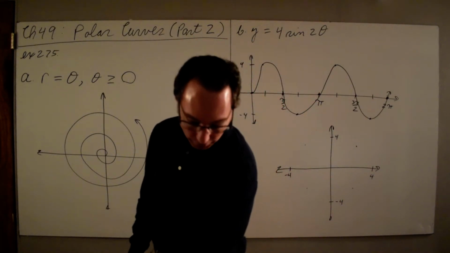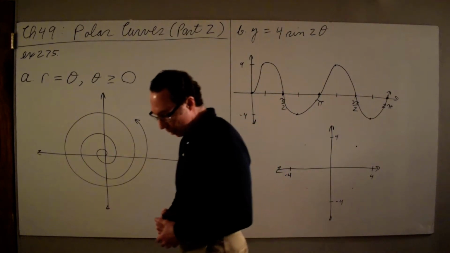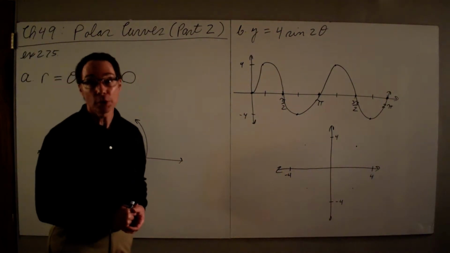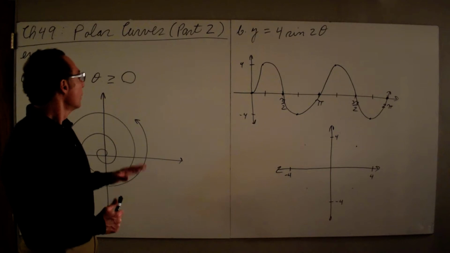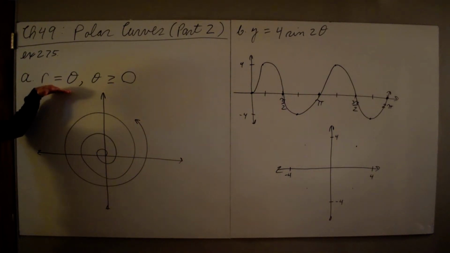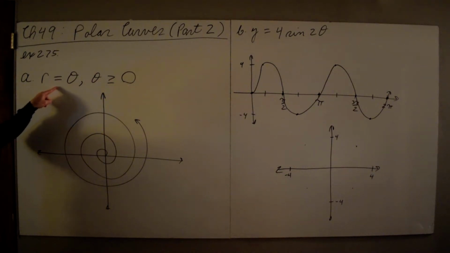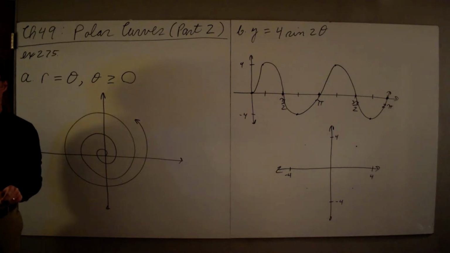This is the second video on chapter 49, polar curves. And so now what we're going to do is sketch a curve given the equation in polar coordinates. Our first example was r equal to theta, where theta is greater than 0.